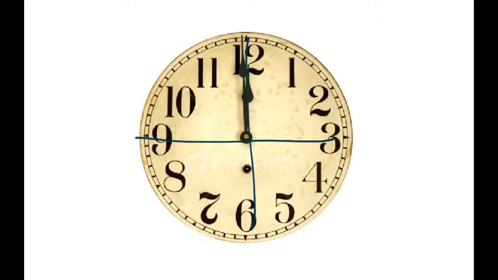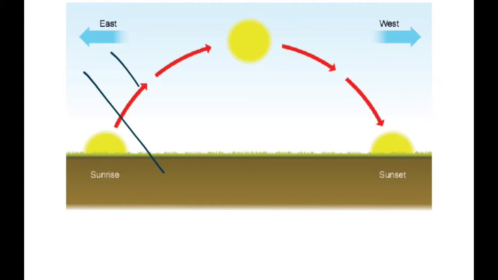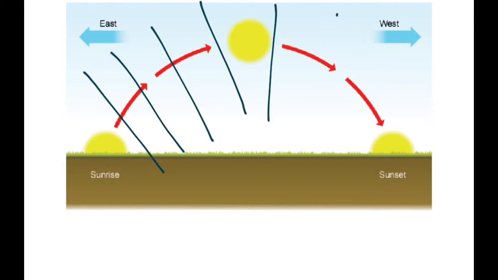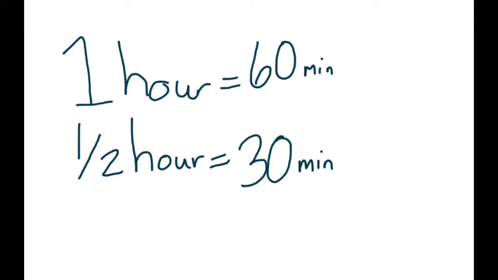We will be talking about two of them, the 12 o'clock position and the 6 o'clock position, also known as the hour and half-hour mark. As we know, days are divided into hours, and hours are divided into minutes. 60 minutes is in 1 hour, and half an hour is 30 minutes.